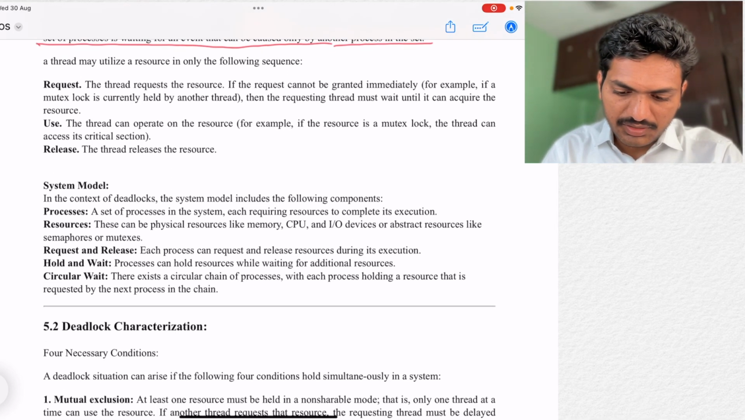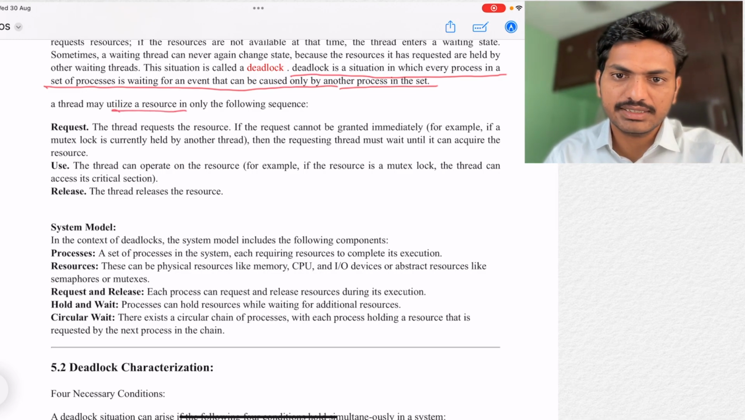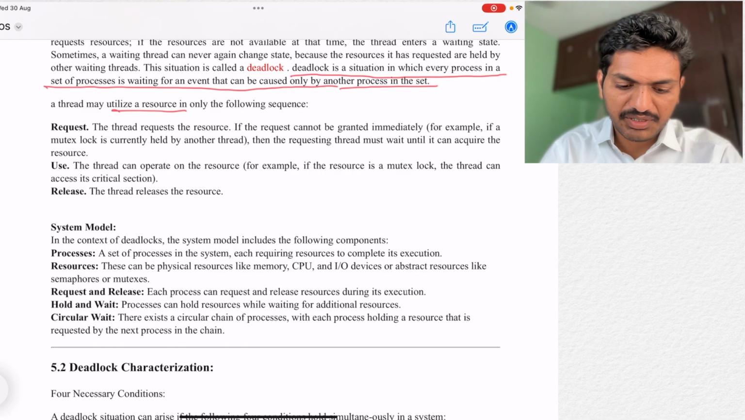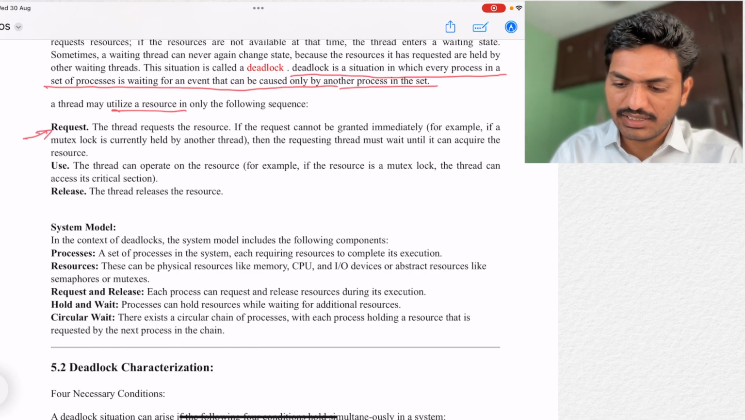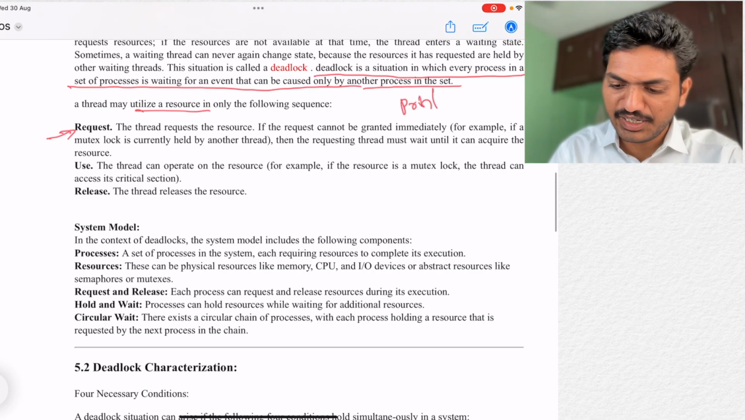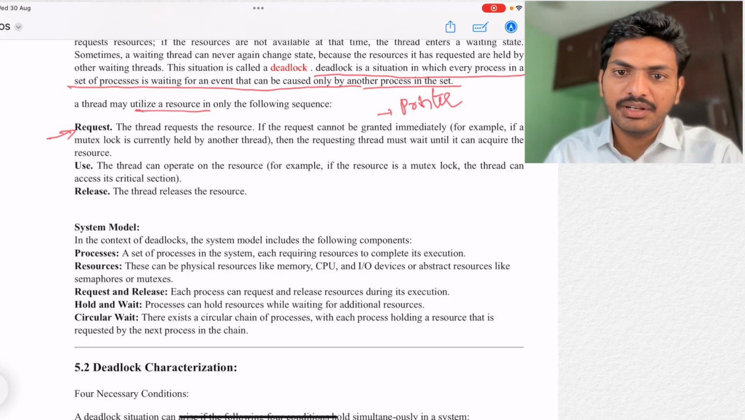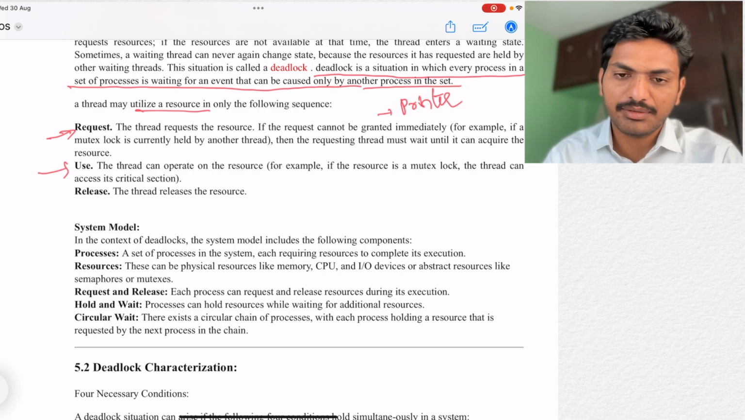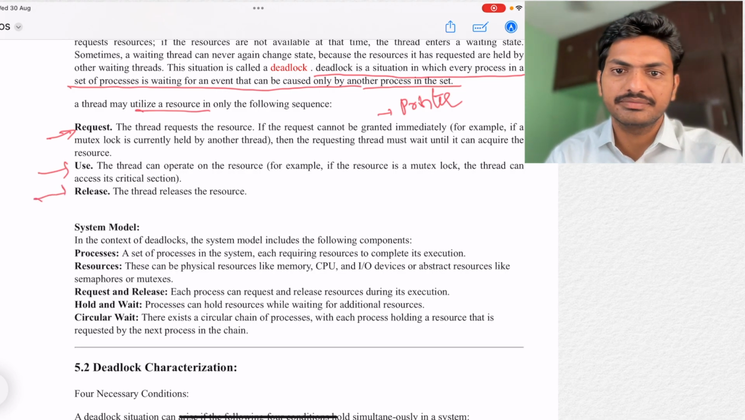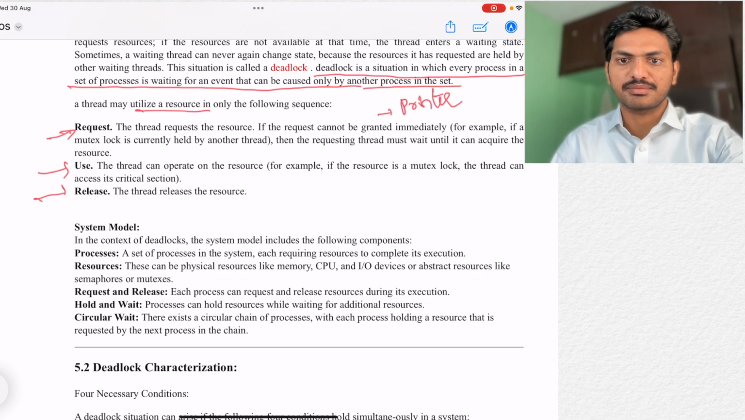Next, if we want to use any resource in the system, three things to remember. First you need to request the resource. Suppose the resource is a printer. First you request the printer. If it is available, then use it. After using that printer, release it so that it is useful for others in the system, right?